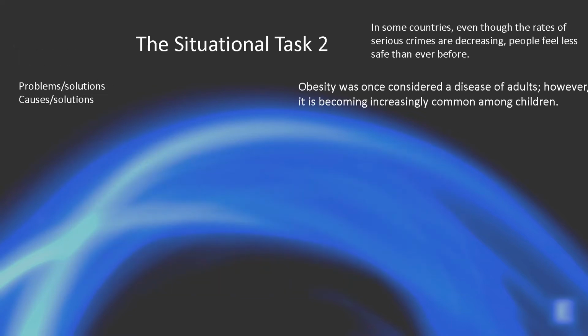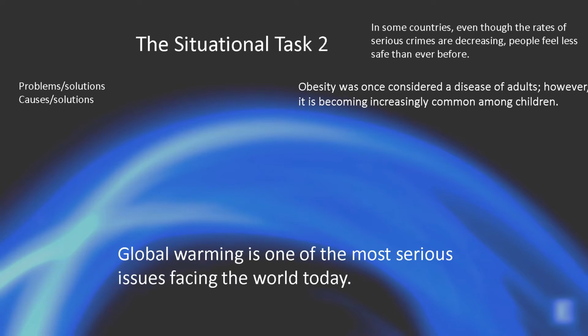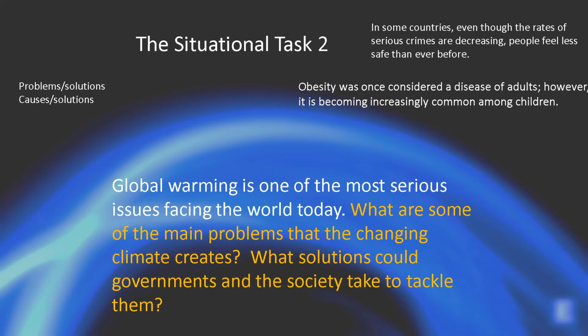All right, here we go. Global warming is one of the most serious issues facing the world. We're going to add this. What are some of the main problems that the changing climate creates? What solutions could governments and society take to tackle them? All right, so going back, is this question asking you about the causes of global warming, or what are the problems? Well, it says right there. What are some of the main problems? So in this task, if you were to write about causes, you would not be fulfilling the requirements of the task. You would not be addressing the question. Watch for that.